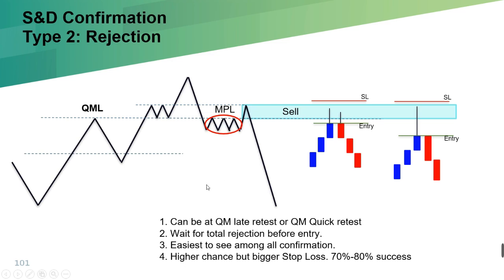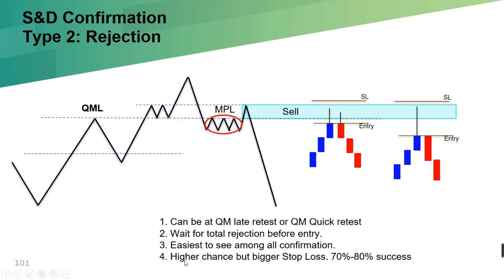Second, wait for total rejection before entry. So you need to be very patient. You need to confirm that the whole candlestick rejects and closes. Then only you make your entry. And of course, you know where you put your stop loss. The third one is the easiest to see among all confirmations. We have 4 types of confirmation, and this is the easiest to see. It means it's easier for you to notice it in the chart. However, it requires a lot of patience. You need to be very, very patient.